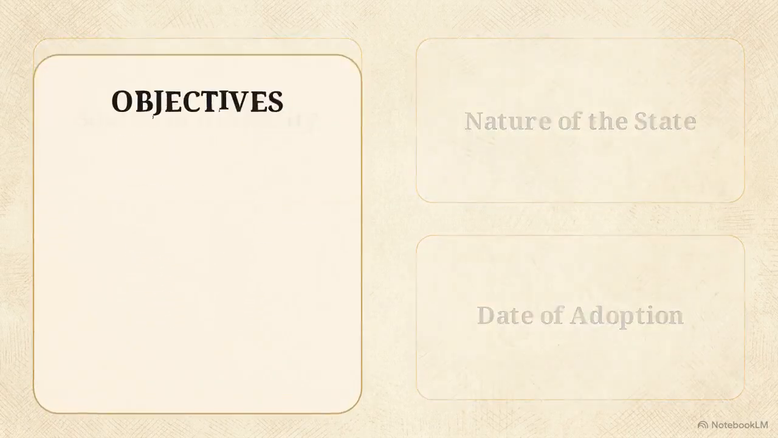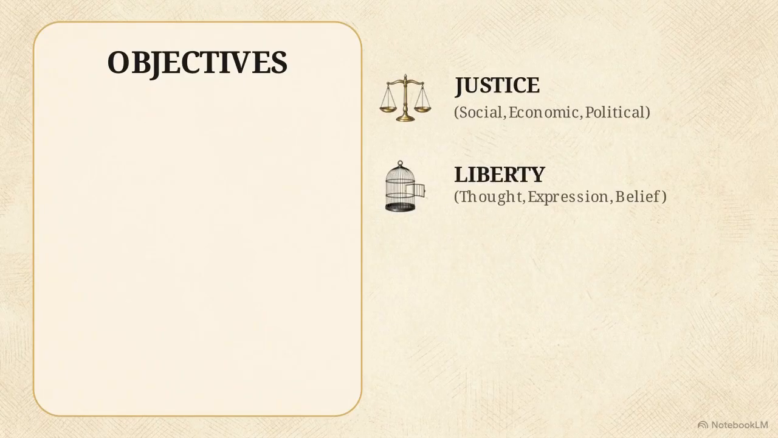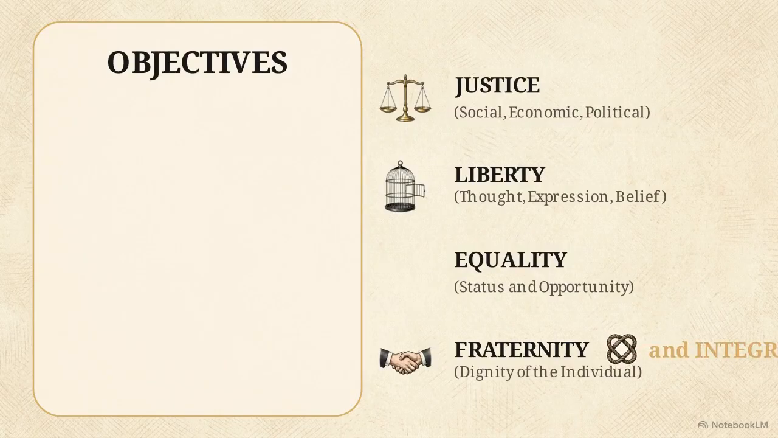That brings us to the third ingredient, the state's objectives. These are the promises the state makes to its citizens: justice across social, economic, and political life, and liberty of thought, expression, and belief. It guarantees equality of status and opportunity, and fraternity to ensure the dignity of the individual. In 1976, the word integrity was also added here to define the unity of the nation.